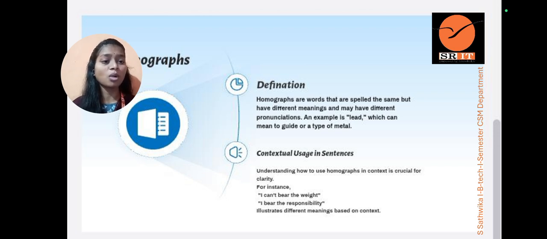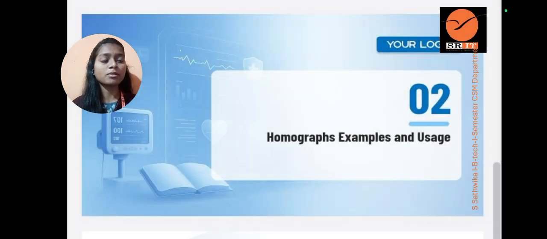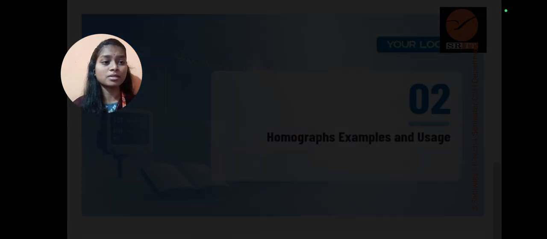Understanding how to use homographs in context is crucial for clarity. For instance, I can't bear the weight. I bear the responsibility. Here, bear illustrates different meanings based on context. And let's see the examples of homographs and their uses.